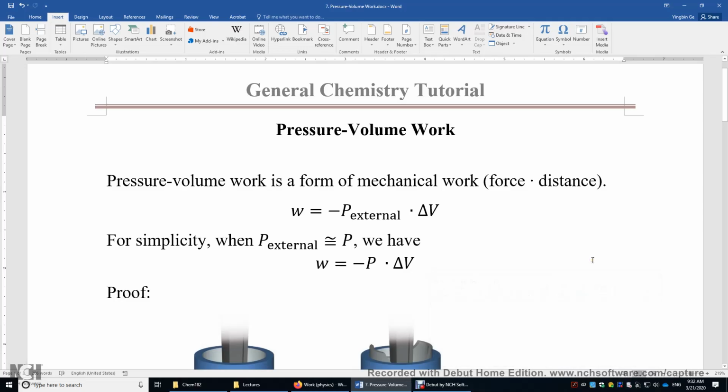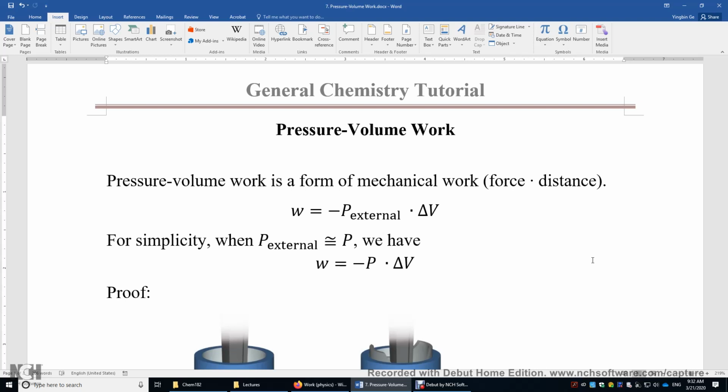In this video, I'll talk about the pressure volume work. Pressure volume work is one form of mechanical work. How do we compute the amount of mechanical work done to a system? Very simple. You need to multiply the force exerted on the system with the distance this system has traveled along the direction of the force.